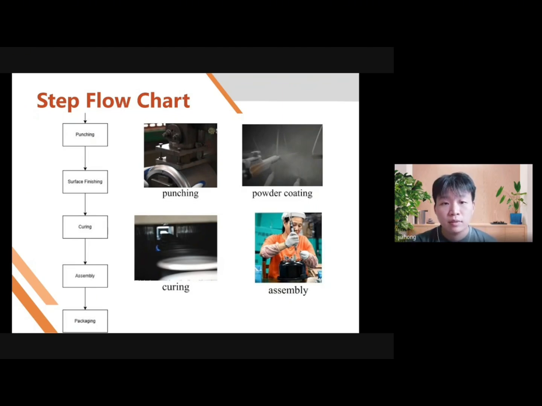And we have surface finishing to coating. As you can see in the figure, we attach. And after the surface finishing, the product will be sent to the curing furnace. And after that, it will be assembled. We'll screw up all the electronic part and the control panel. And after that, we'll do packaging and post to the market. So that's all for my part.